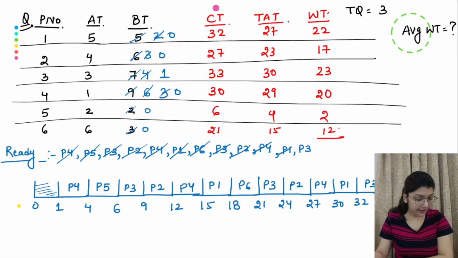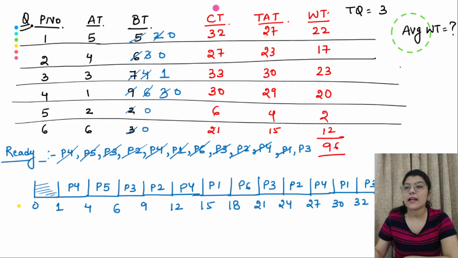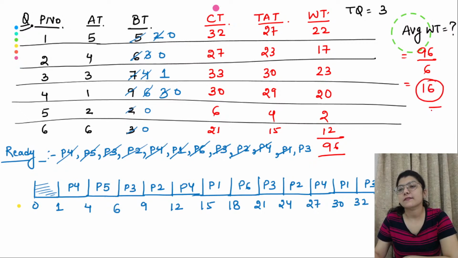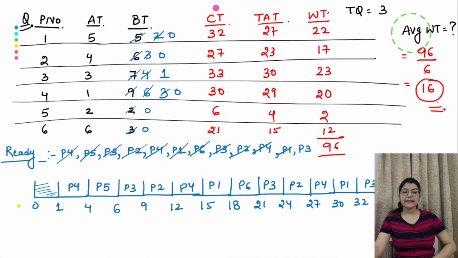So when you will add, you will get 96. So average waiting time will be 96 divided by 6, that is 16. So 16 will be your answer. Everyone getting 16 or not?